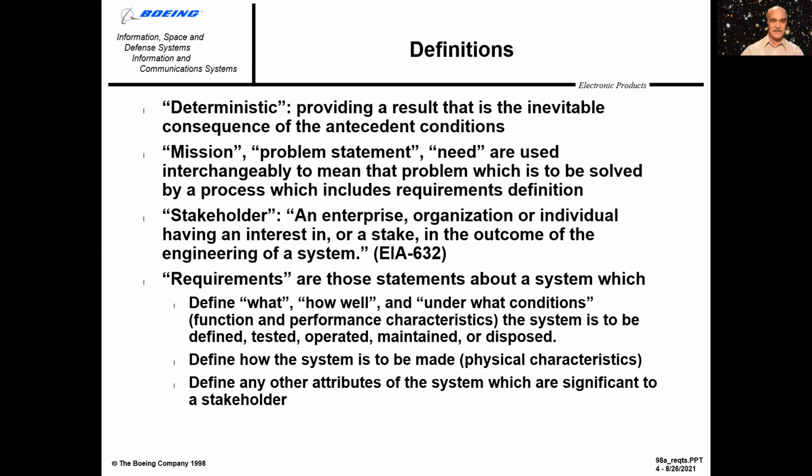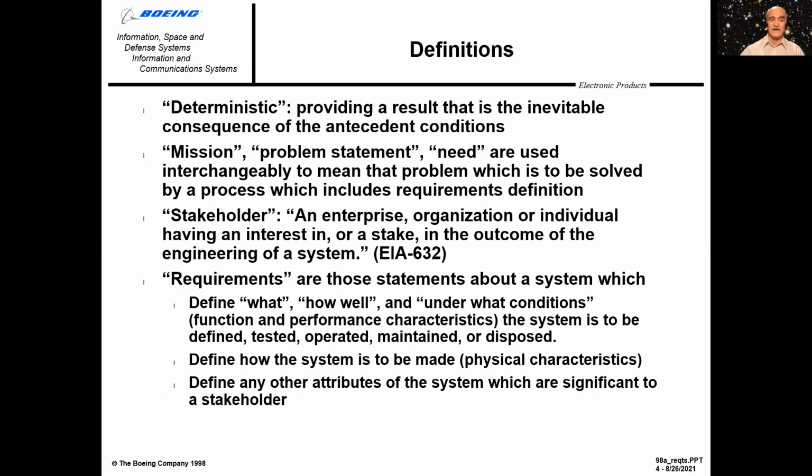A stakeholder, and this is the definition from the EIA 632 standard, is an enterprise, organization, or individual having an interest in or a stake in the outcome of the engineering of a system. And it's important to realize that these aren't just customers, not just acquirers, not just users or maintainers, but literally anyone who is going to be affected by and therefore has a stake in the system. Someone said in the INCOSE context many years ago, even if they're not explicitly represented, if they're affected, they will make themselves known eventually. And you can think about public intervention in system development as an example of that.